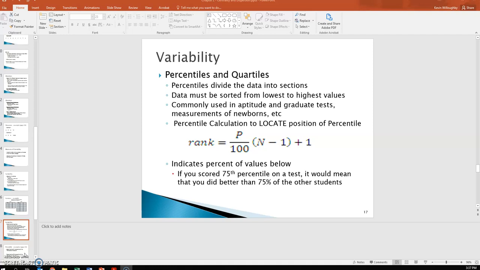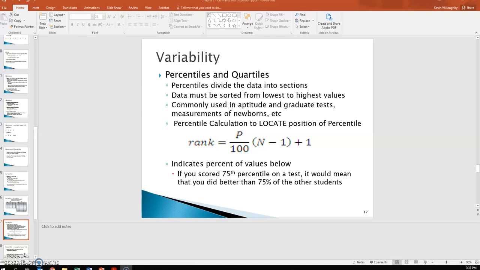Percentiles and quartiles are very similar. They divide data into sections. Percentiles divide data into groups of percents or tens. Quartiles divide data into four different groups. You may not be as familiar with percentiles and quartiles, but those numbers have been applied to you if you've ever done any aptitude or graduate tests. They are going to give you a percentile score or a quartile score.